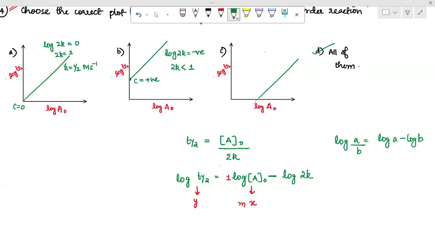And in case C, if I extend, I can see that this is touching the negative y-axis and it has got a negative intercept. Even that is possible. How is that possible? Log 2k should be positive. If log 2k is positive, there is a negative over here, which makes the intercept negative, and 2k is greater than 1. So all these cases are possible depending upon the value of the rate constant. Please note the x-axis is not log k, it's log a0. Sorry.